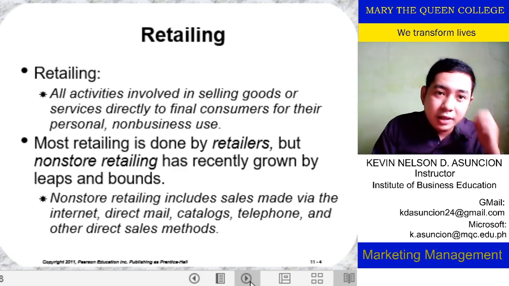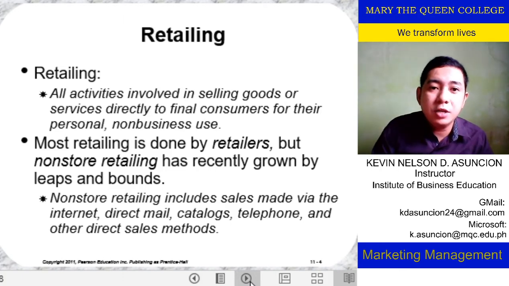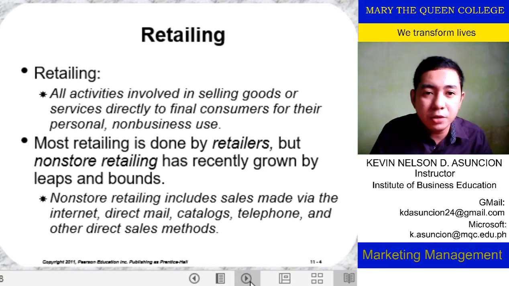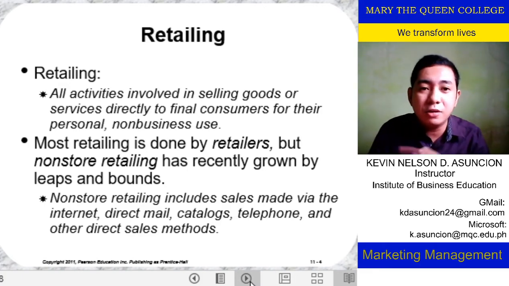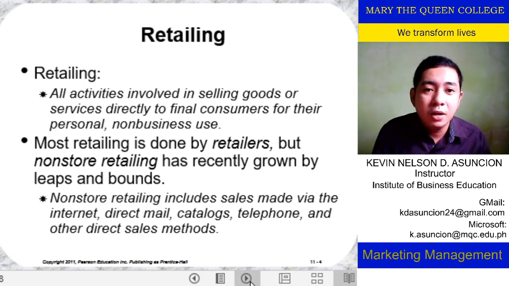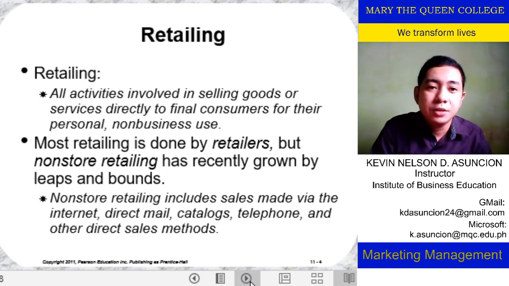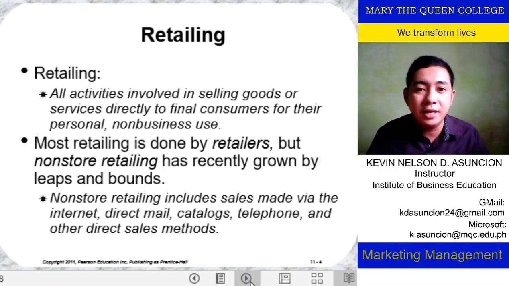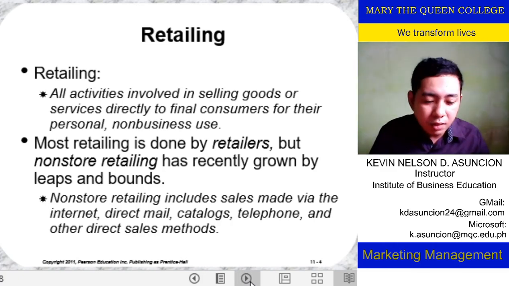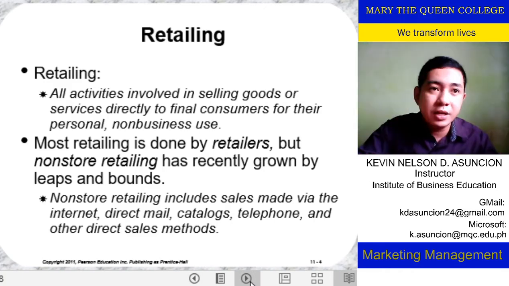So retailing is an activity wherein you are selling goods or services directly to final consumers for personal and non-business use. Most retailing is done by retailers, but non-store retailing has recently grown by leaps and bounds. Right now, because of digital marketing and online selling, we are now in the era of selling things unconventionally. We'll be digging deeper into that in the next chapters.